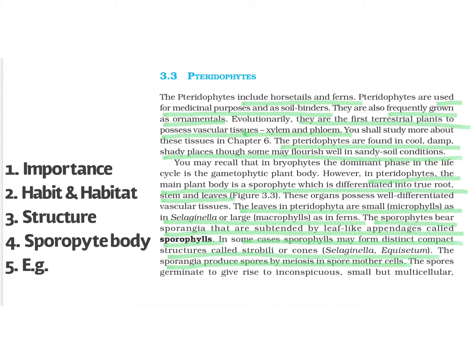The other structure in pteridophytes, leaves are small, which are known as microphylls, as in Selaginella, or they may be large, which are known as macrophylls, as in ferns. And here if we see the alternation of generation, the main stage, that is sporophytic stage, that means spore producing phase, is the main phase, and this sporophyte bears sporangia that are subtended by leaf like appendages known as sporophylls. In some cases these sporophylls may form distinct compact structures like strobilus or strobili, it is a plural word, which is also known as cones, like in Selaginella and Equisetum, that I will show you further in the diagram.